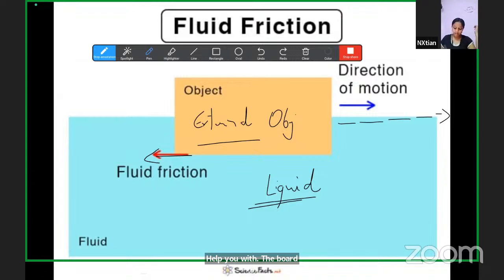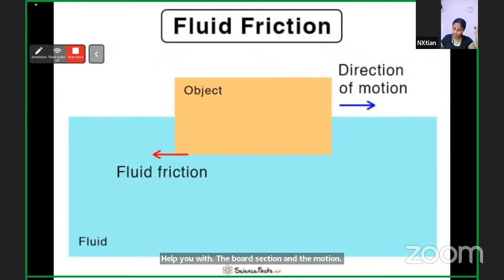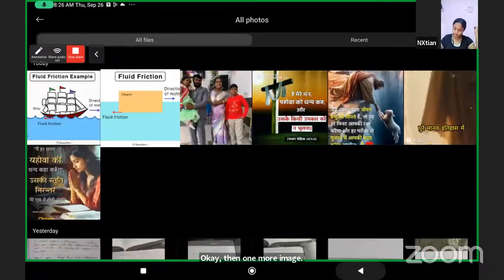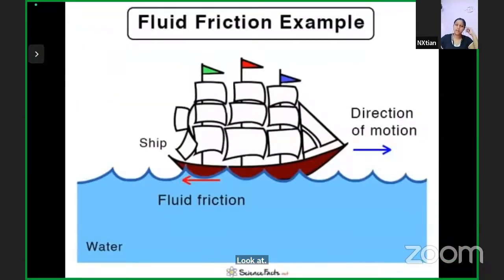Okay, then one more image. Look at one more picture. This is a ship in water. The direction is again to the right side, but fluid friction will work from the left side, causing the resistance. But the water is moving there, and the ship is moving to the right. I didn't understand that.